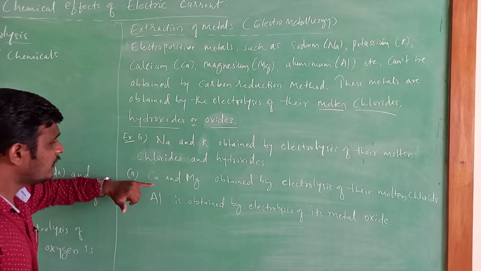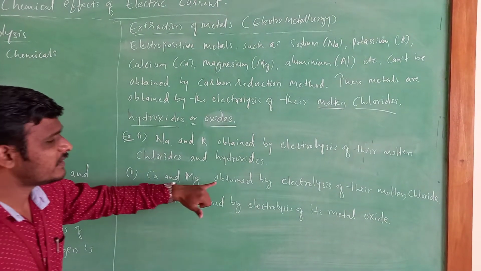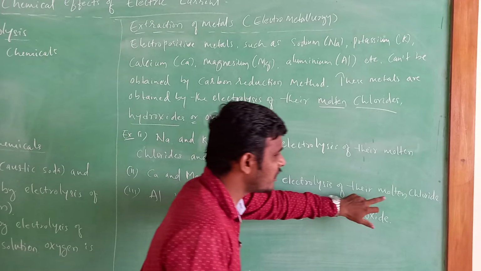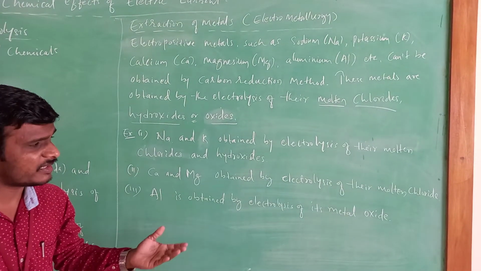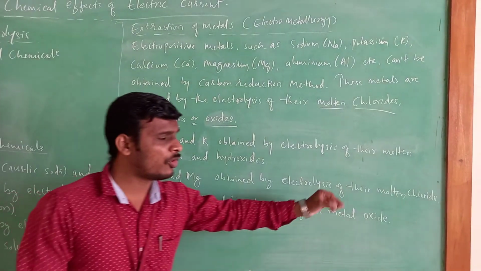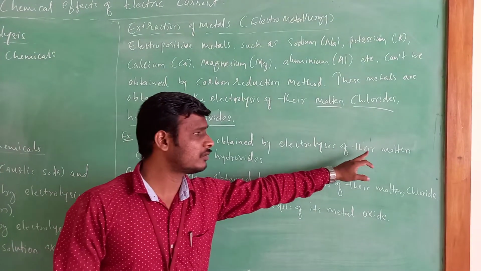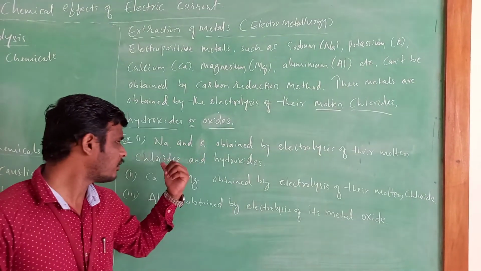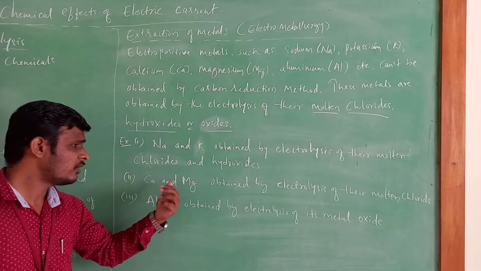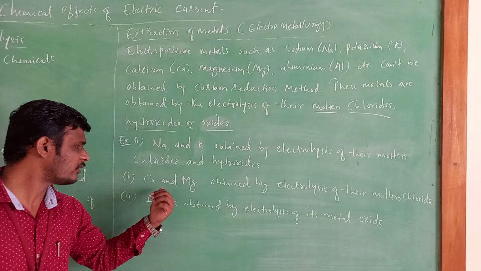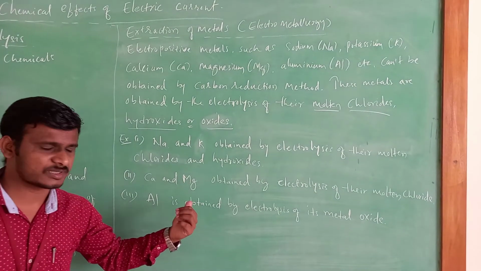Second example, calcium and magnesium are obtained by the electrolysis of their molten chlorides. So here, in their molten chlorides and hydroxides we get sodium and potassium. Only in molten chloride are we going to get calcium and magnesium, right?